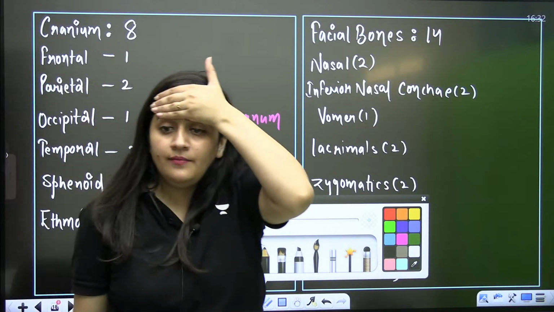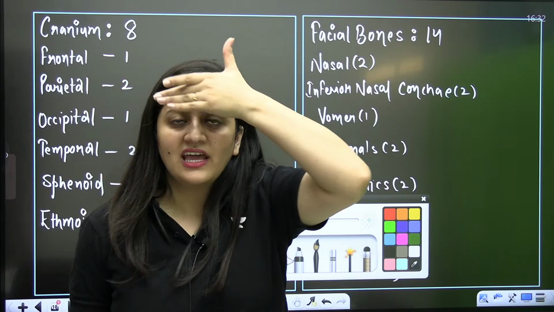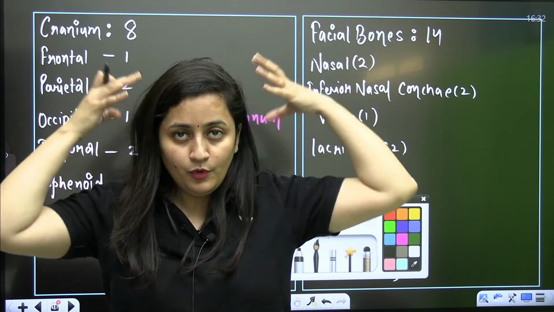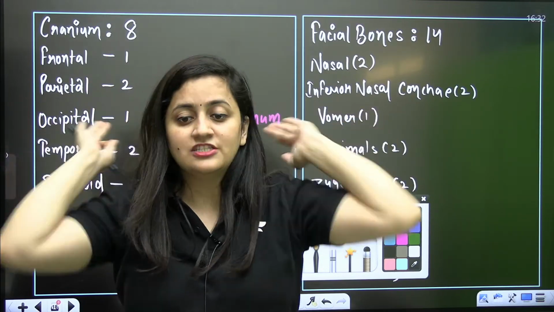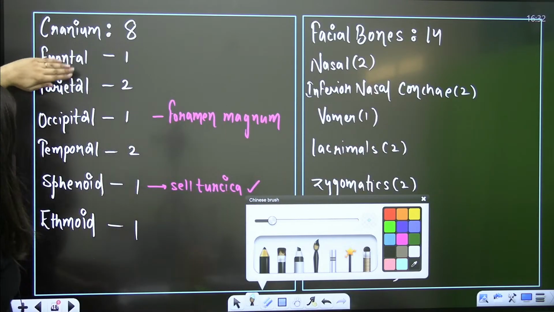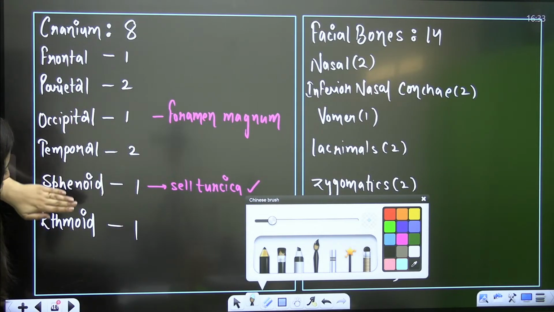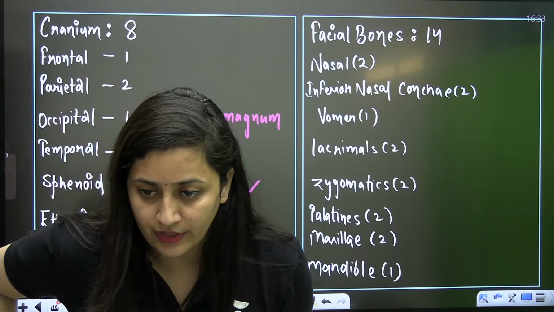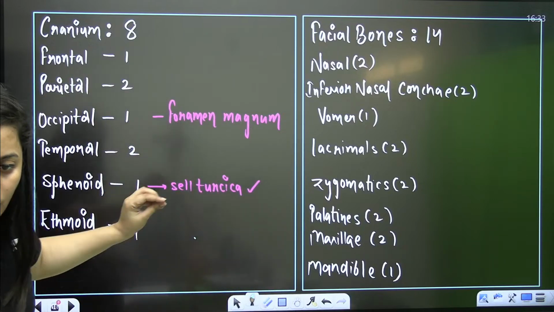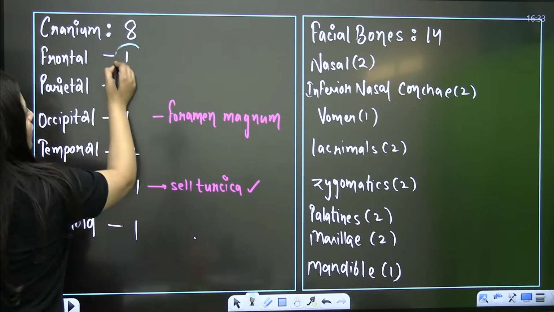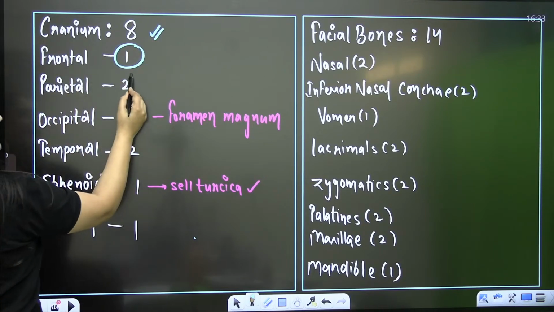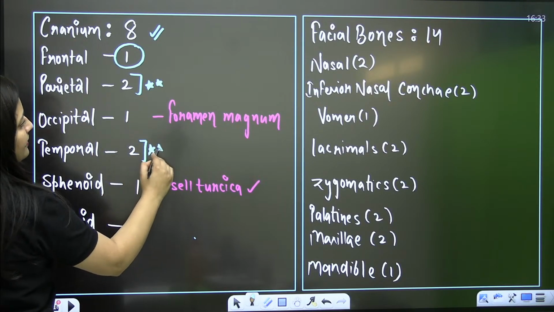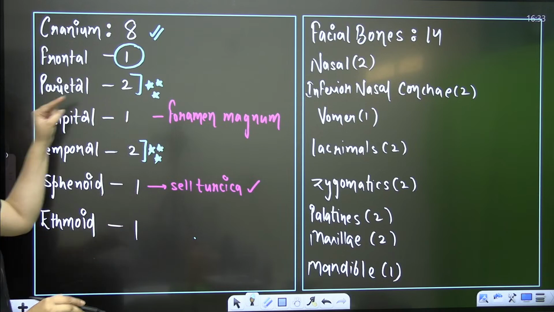So let's revise it quickly. The front one, of course, is the frontal. F for forehead, F for frontal. Then parietal, then temporal, occipital, ethmoid and sphenoid. I'm repeating this again: frontal, parietal, occipital, temporal, sphenoid, ethmoid. I will just tell you the most important things only. So total 8 bones are there. Out of it, this is what you have to remember: your parietal is paired, your temporal is paired.